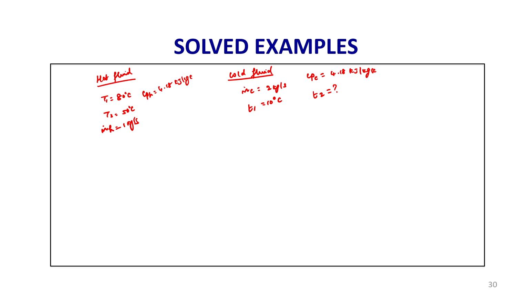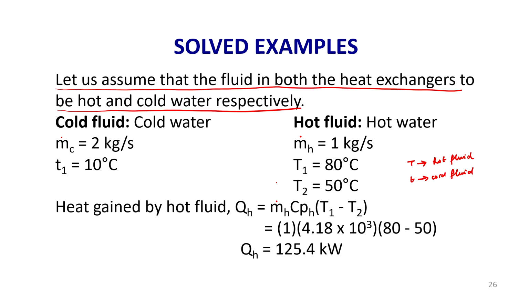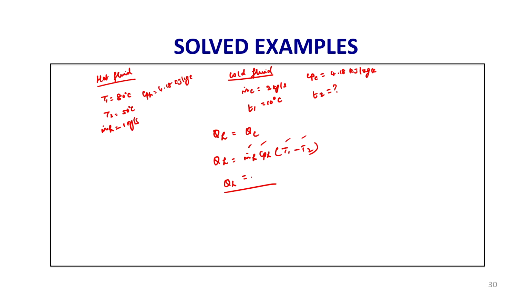Now, to find out t2, I should know Q. Again the same concept: heat lost by the hot fluid is equal to heat gained by the cold fluid. Because I know all the values for the hot fluid, QH is equal to m dot H Cph times the hot fluid inlet temperature minus the hot fluid outlet temperature. All the values are known. If you substitute, QH is 125.4 kilowatt.